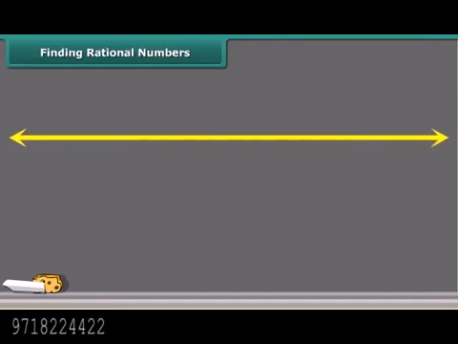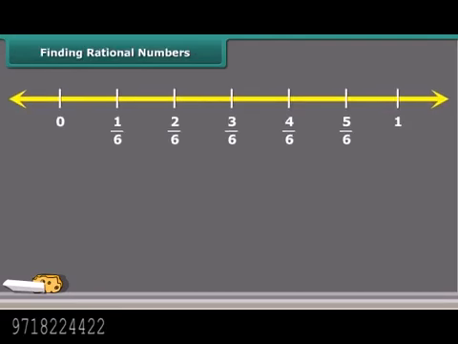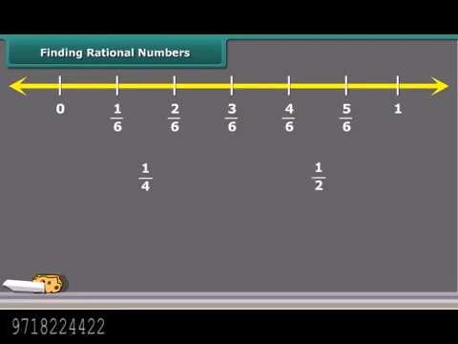Did you know that there are infinitely many rational numbers between any two rational numbers? Now we will learn about it. Let us find a rational number between these two rational numbers using the mean method. So we can say 3 by 8 lies between 1 by 4 and 1 by 2.